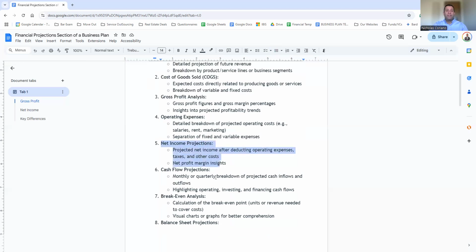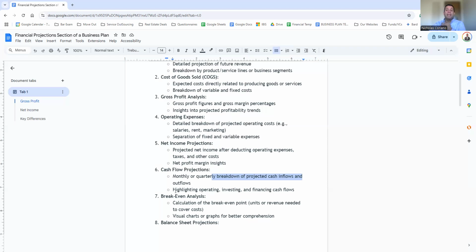Number 6 of things to include in your financial projections for your business plan is your cash flow projections. So cash flow is not revenue projections, right? Revenue can tell you how much you're making. Cash flow tells you how it's coming in and out of the business. And it breaks down monthly or quarterly or yearly, right? Your projected cash inflows and outflows. And this highlights operating, investing, and financing cash flows.